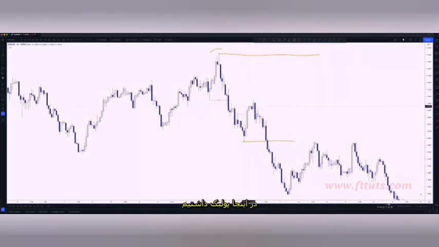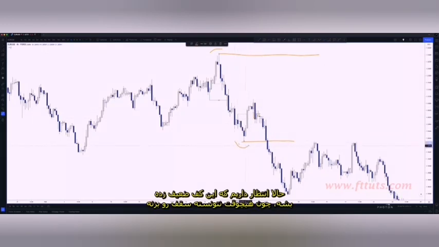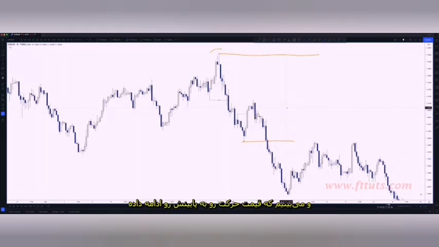So in this case, we get the pullback, right? How do we know the pullback's over? Well, what do we have? We have the movement up, we have a minor pullback like that, right? And then we have that minor break of structure to the upside. So this then becomes a minor low, and then price takes out that low. So then we have that change of character back to the downside again. We are now bearish in line with the overall bearish trend, right? So the internal structure is now bearish. So now we expect that this weak low is likely to go because it never took out the high, and then price continues to the downside, right?